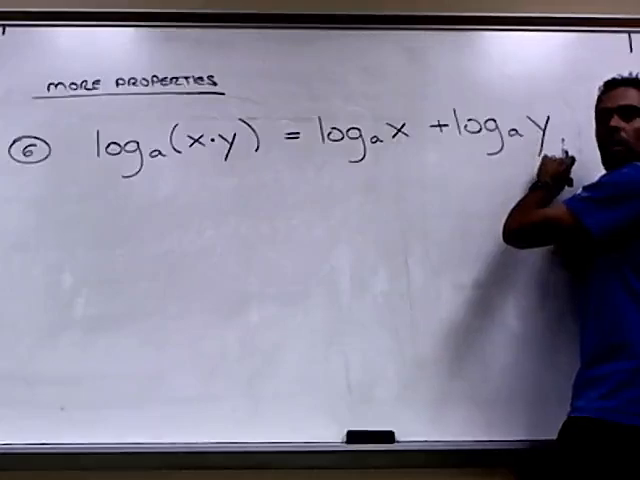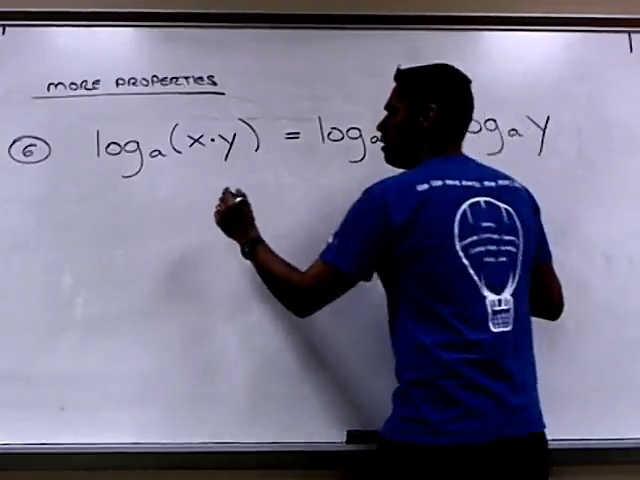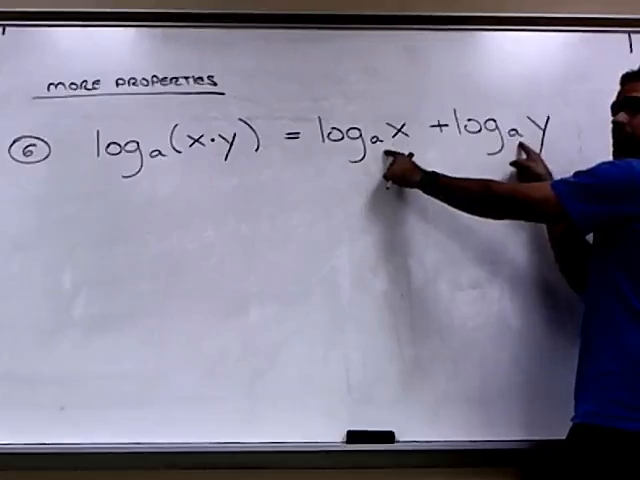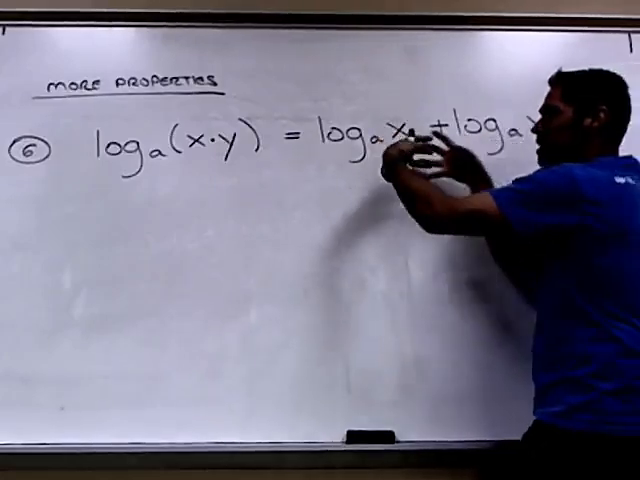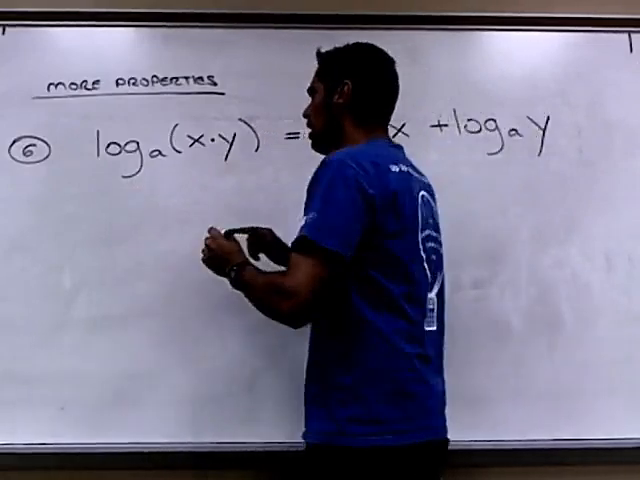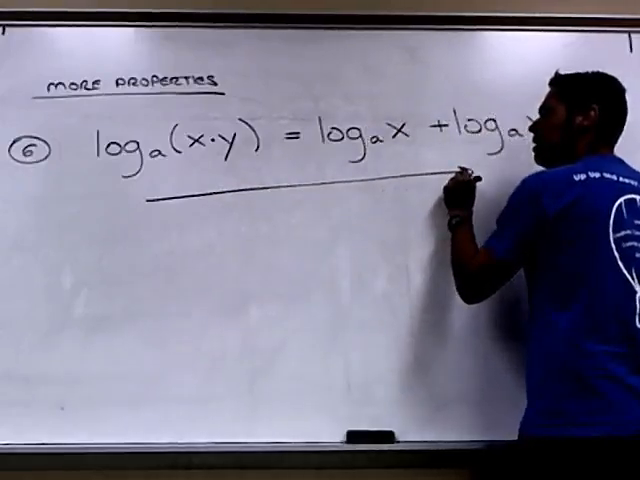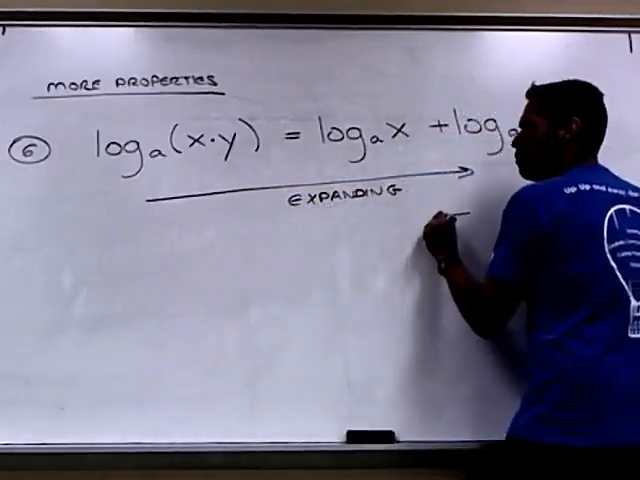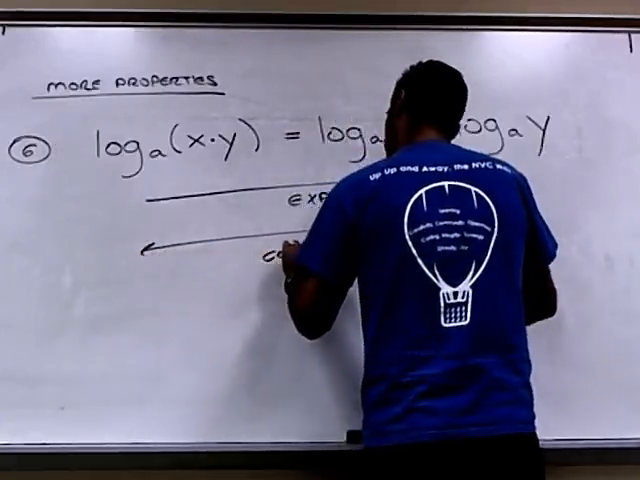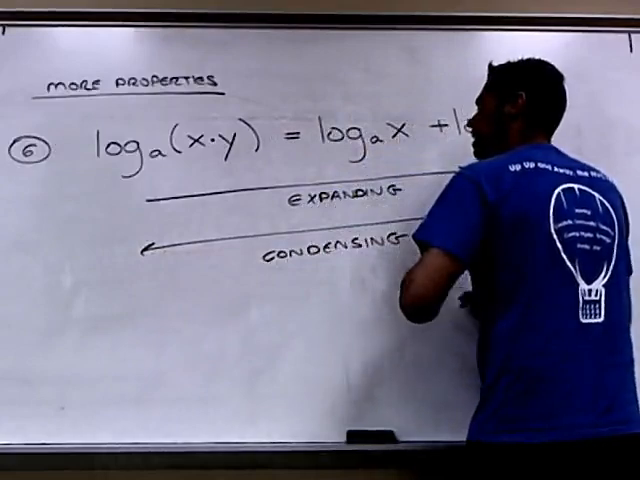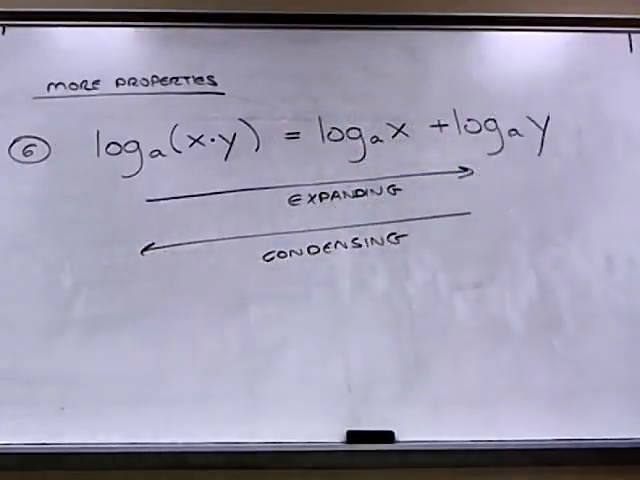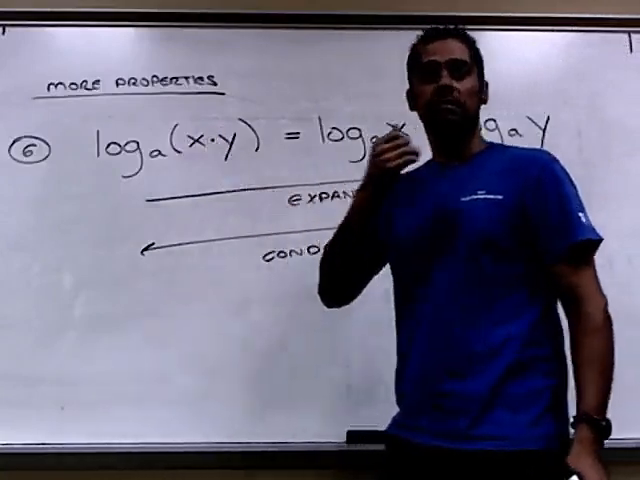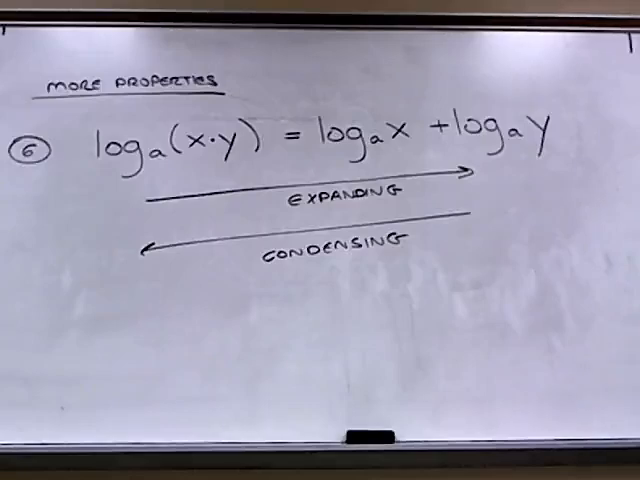Then the x goes on one and the y goes on the other. Got it? Okay, this property can work both ways. If you have 2 logs that have the same base and there's addition, we can put them together into a single log like this. If we use this property moving from left to right, we call it expanding a log. If we use it moving from right to left, we call it condensing. Does it make sense? Expanding because you start with one log and it expands out to two. Condensing because you start with two and condense down to one. All right, now that's your sixth property.